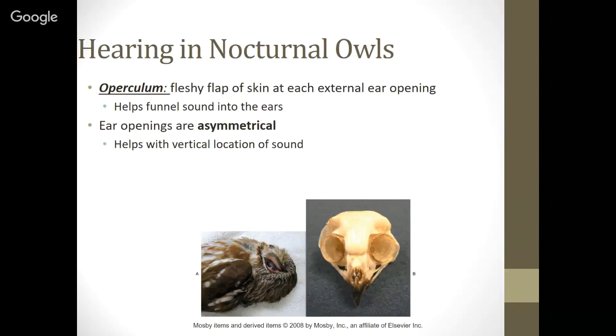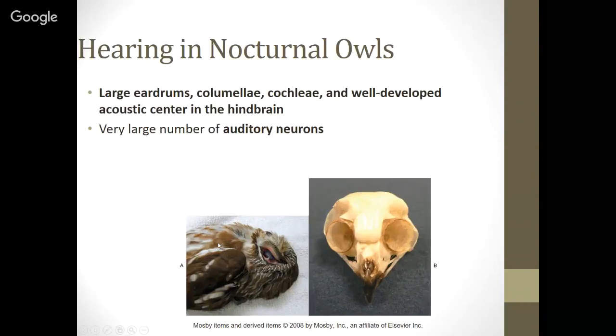Hearing in nocturnal owls: they have a fleshy flap of skin called the operculum at each external opening that helps to funnel sound into the ears. And their ear openings are asymmetrical because that will help them with the vertical location of sound. So they're using sound to help them hear in the dark, as well as using eyes that have more rhodopsin and more rods than cones. They have large eardrums, columella, cochlea, a well-developed acoustic center in the hindbrain, and a very large number of auditory neurons.